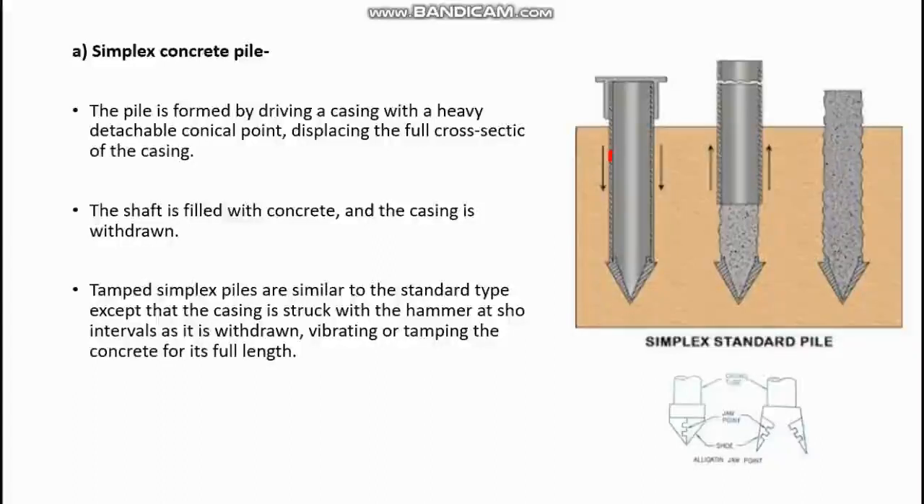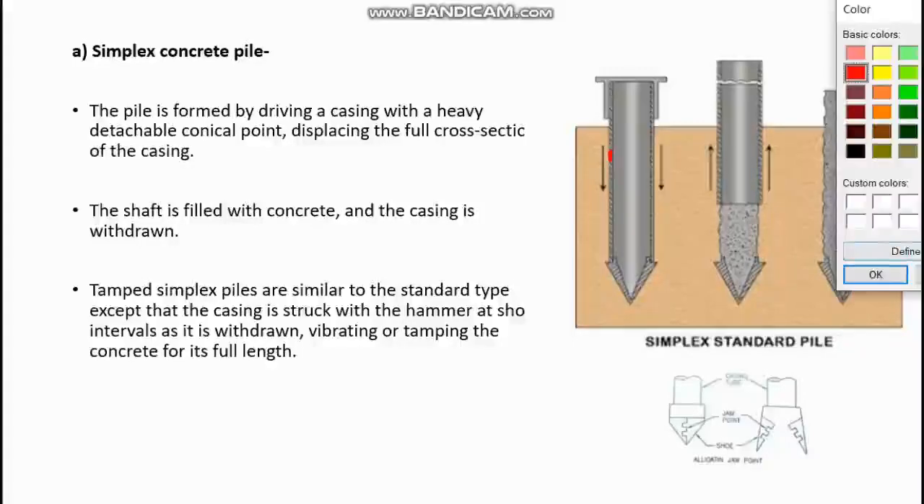This casing is withdrawn. The tempered simplex piles are similar to the standard type except that the casing is struck with the hammer. Okay, so at intervals it is withdrawn by using vibrating or tamping the concrete for its full length. So this is the basic working of this kind of pile foundation.